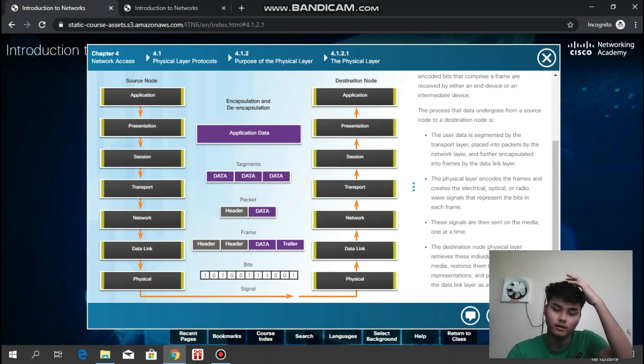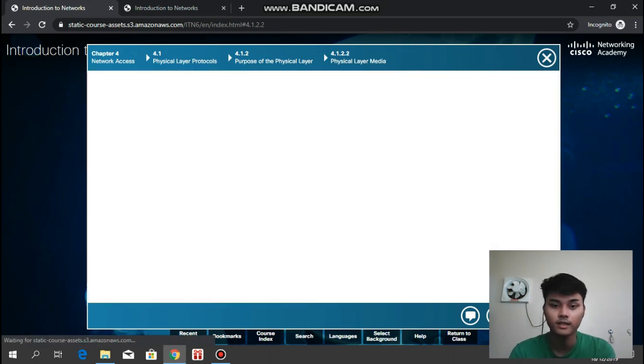As you can see, it's an example from the Chapter 3 activity. Here is the source node. The source node goes through the application and presentation layers, then goes to the signal, physical, and to the destination node. So that's the cycle.